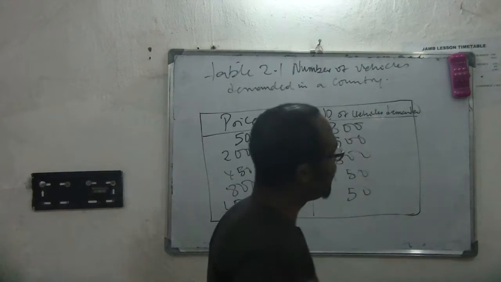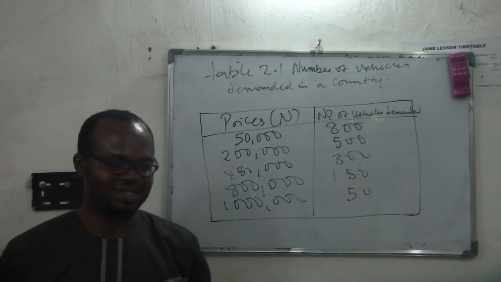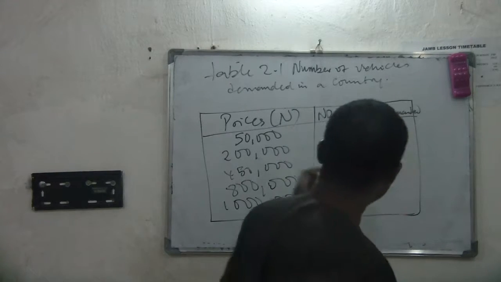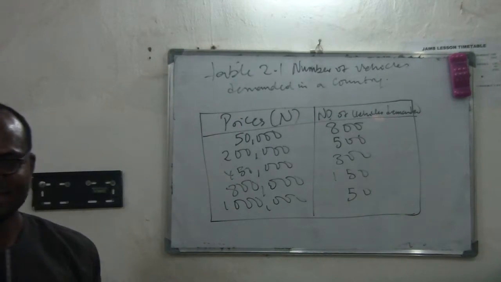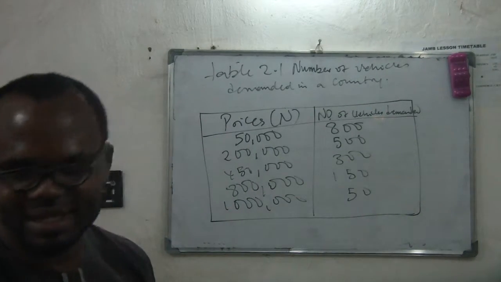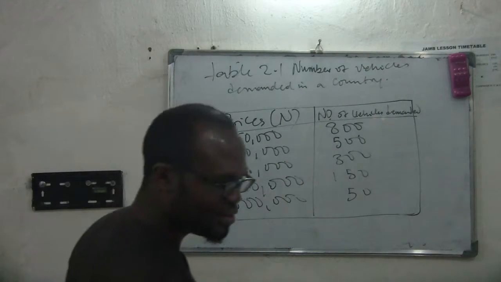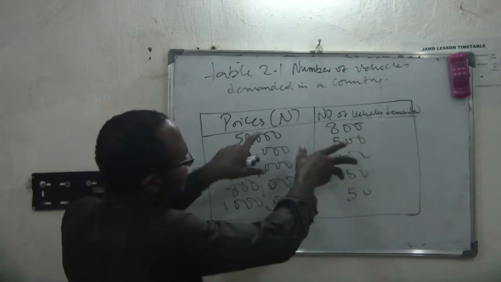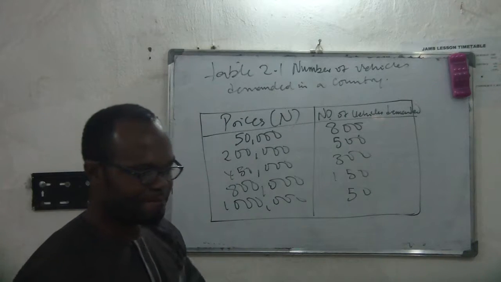I'm just trying to explain what a table is. You understand? So this is a given table. You say that a table is a systematic arrangement of facts, is it not? It's arranging these facts in rows and columns.